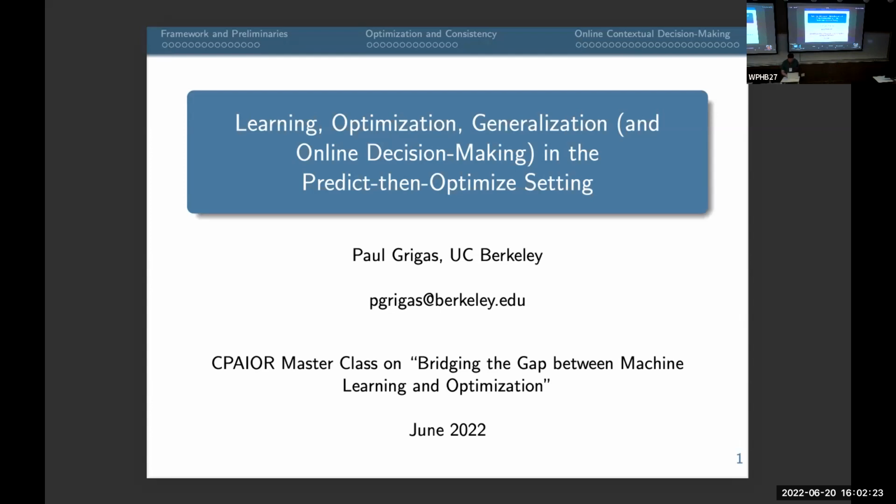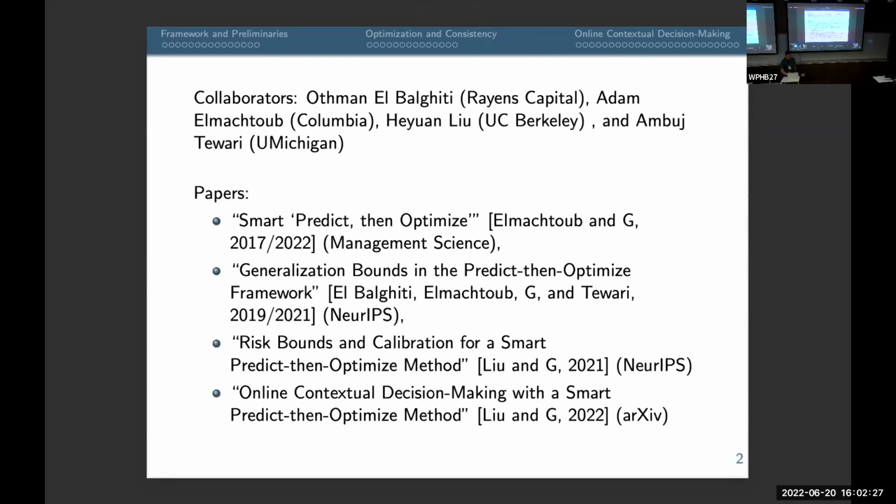Today, the goal of my talk is to give you a tour of this line of work that I've been working on for several years now, since I was a PhD student, on the predict-and-optimize setting. The talk will be based on these 4 papers. First, let me acknowledge my collaborators, Othman El Balghiti, Elmachtoub, Ambuj Tewari, and Heyuan Liu.